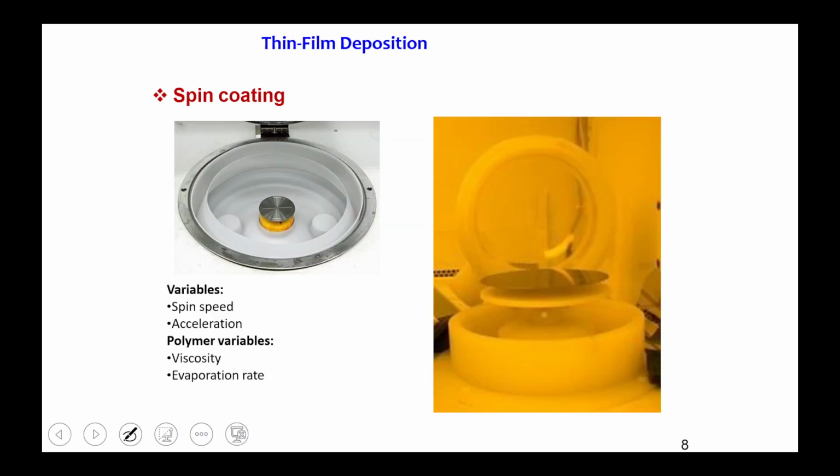So this is the diagram of the spin coating system. This is the rotator. We can put our substrate here like that. These are the 2-inch wafers we have to put on that holder.